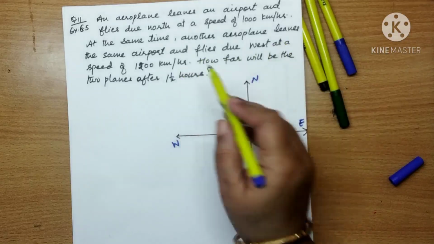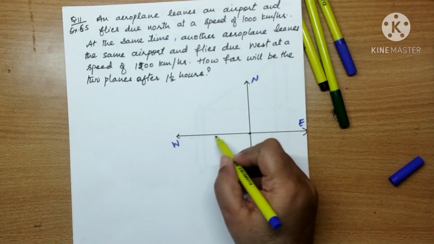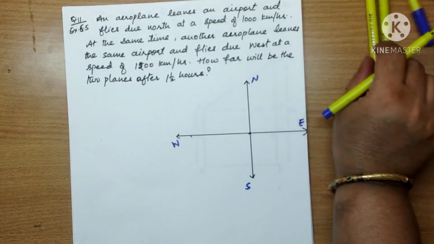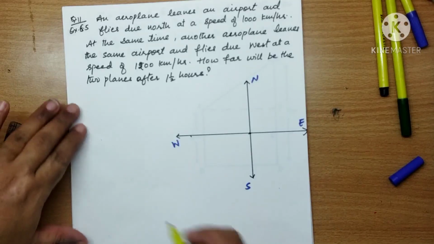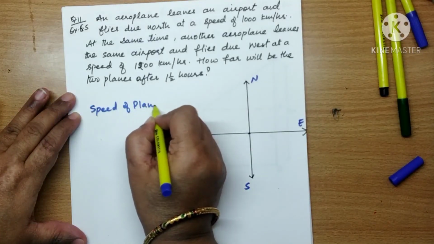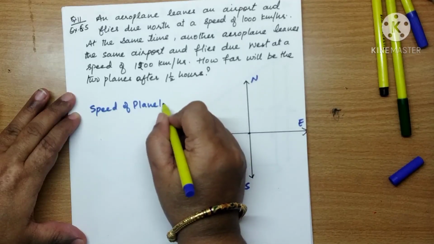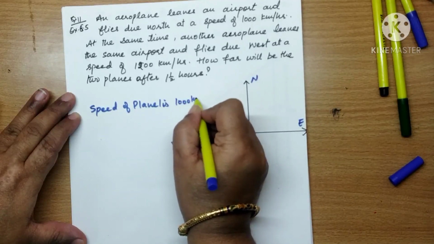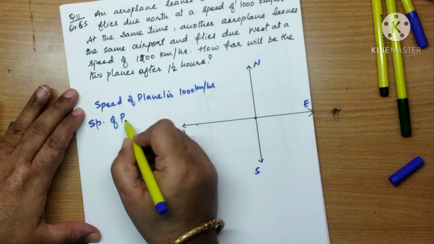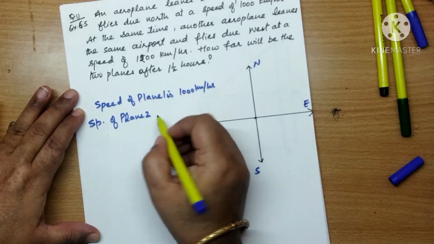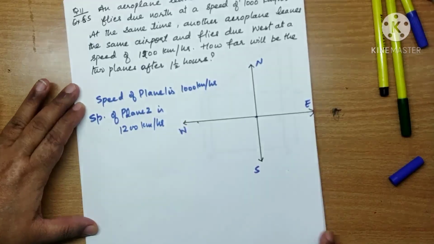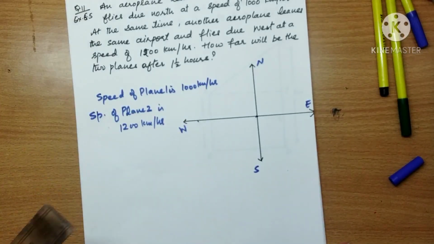Another plane at the same airport and at the same time flies due west, so towards this side, at a speed of 1200 km per hour. So we have speed of plane 1 is 1000 km per hour. Speed of plane 2 is 1200 km per hour. How far are they after 1.5 hours?